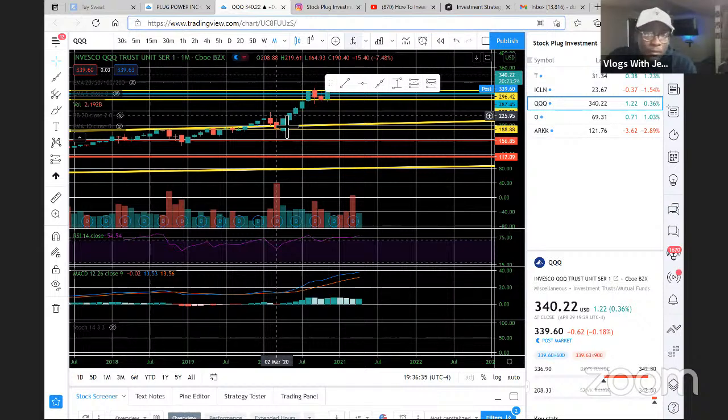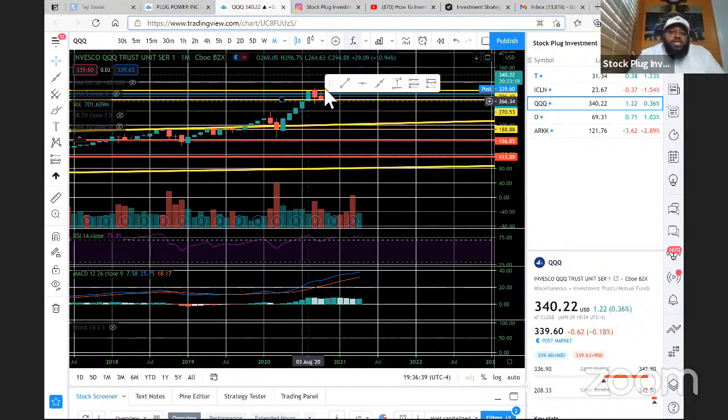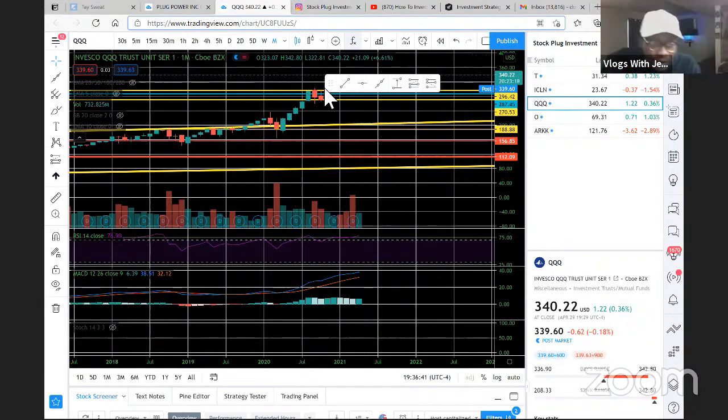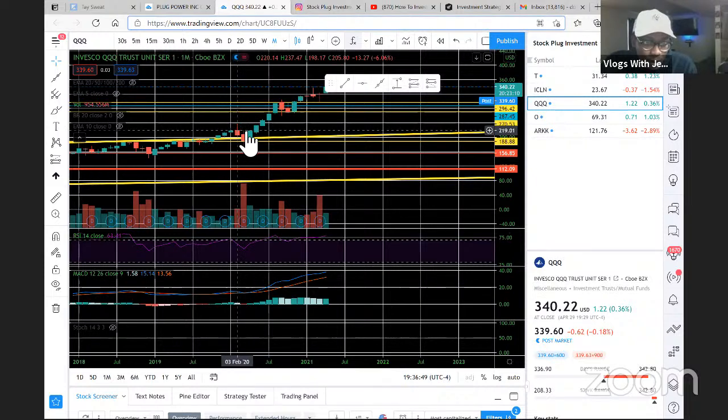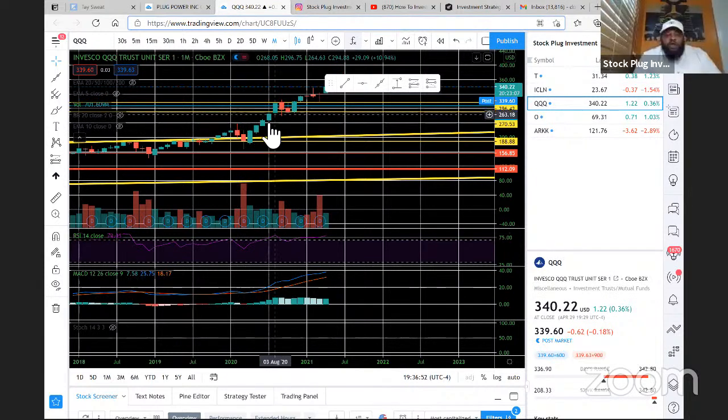237 to 164. That's a big correction. But then immediately the next month it took off. That next day, actually. Or that next week. This is the month time frame. Oh, okay. It's a month. All of these are months. But look at them running though in like every single month.